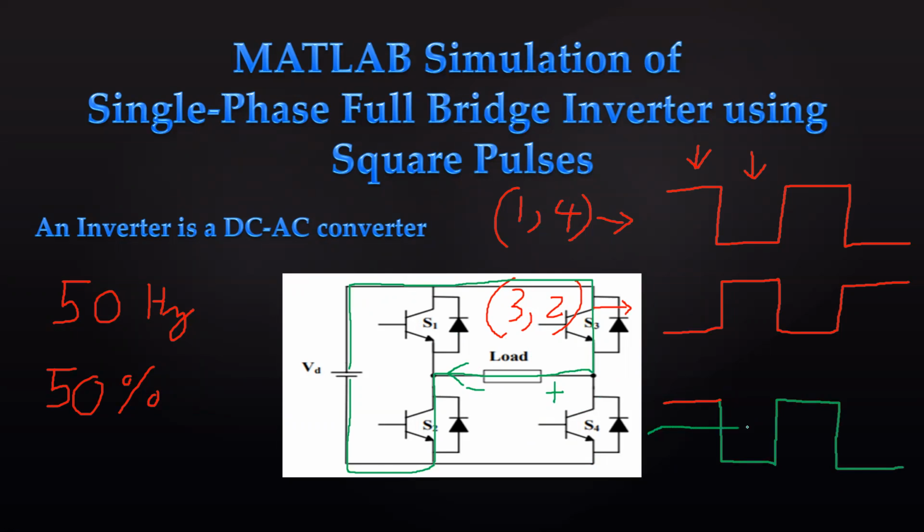This is the 0, and the magnitude will be VDC. In the earlier video where we were doing the simulation, the magnitude was VDC by 2, right? So let's see the simulations.